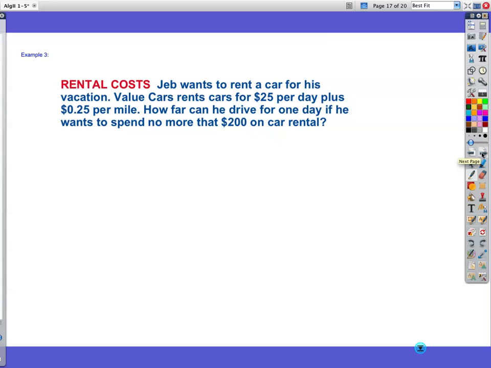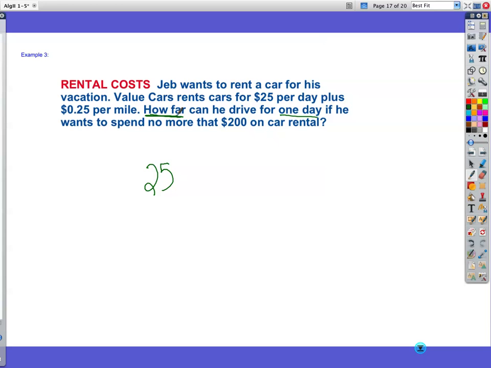Example 3, Jeb wants to rent a car for his vacation. Value Cars rents cars for $25 per day plus 25 cents per mile. How far can he drive for one day if he wants to spend no more than $200 on car rental? So, $25 a day. He's going to be paying that for his car. And he's only going to go for one day, and they want to know how far.